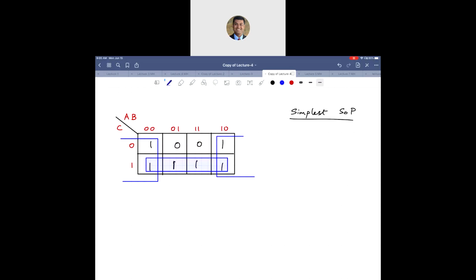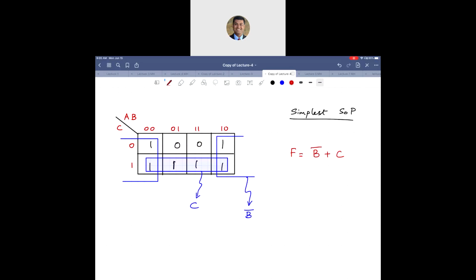What would be the terms? For this guy, for the horizontal group of 4 ones, what do you have? You have C is 1, A and B change. So C is 1. That's it. C. How about for this guy, the wraparound one? A changes, B is 0, C changes. So that's simply B complement. So your simplest expression here is B complement or C. Done.